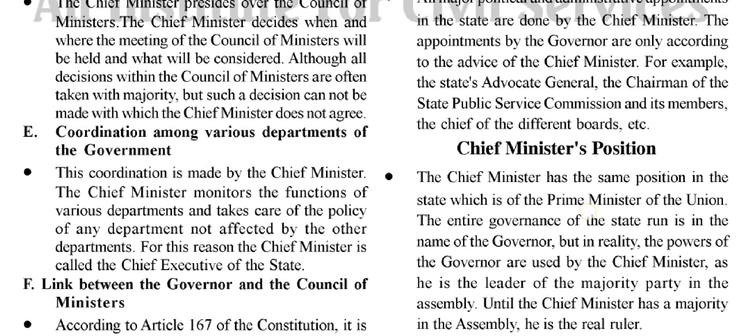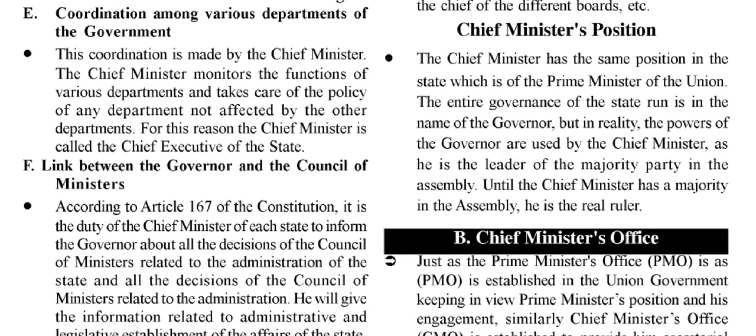E. Coordination among various departments of the government. The coordination is made by the Chief Minister. The Chief Minister monitors the functions of the various departments and takes care that the policy of any department is not affected by another department. For this reason, the Chief Minister is called the Chief Executive of the state.